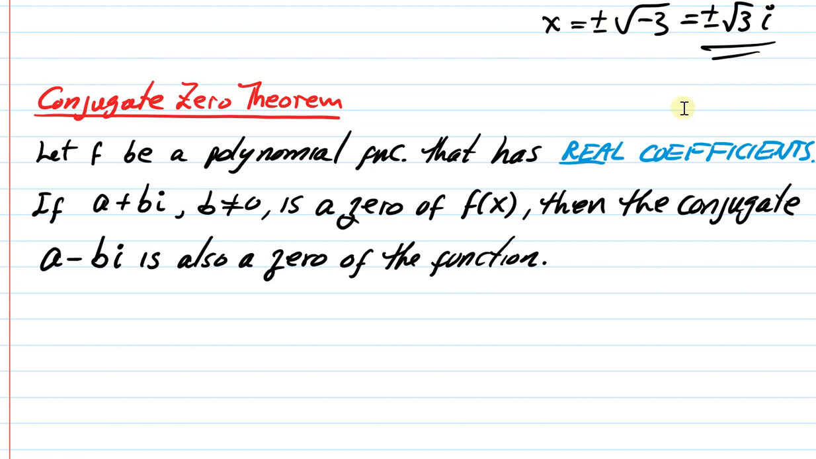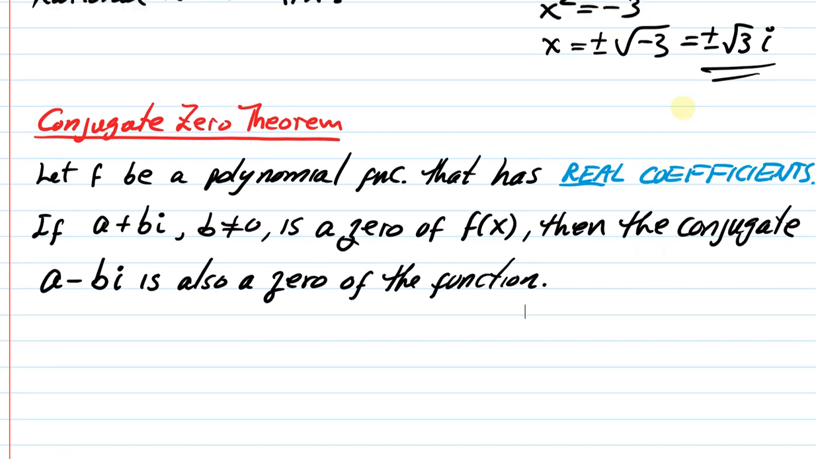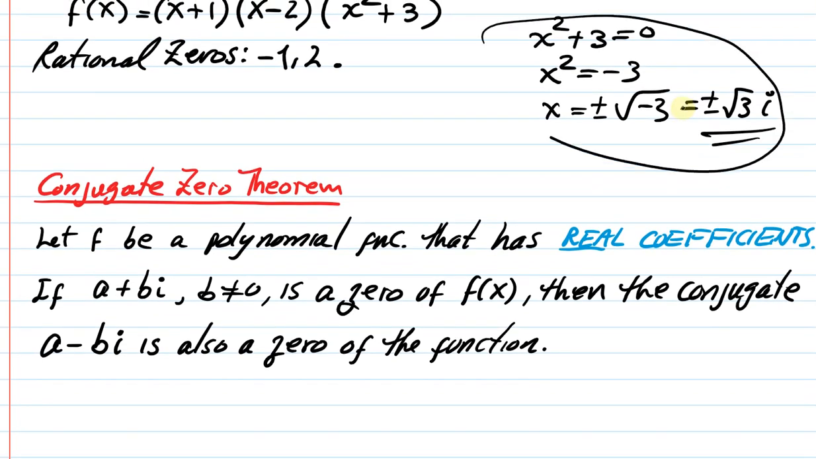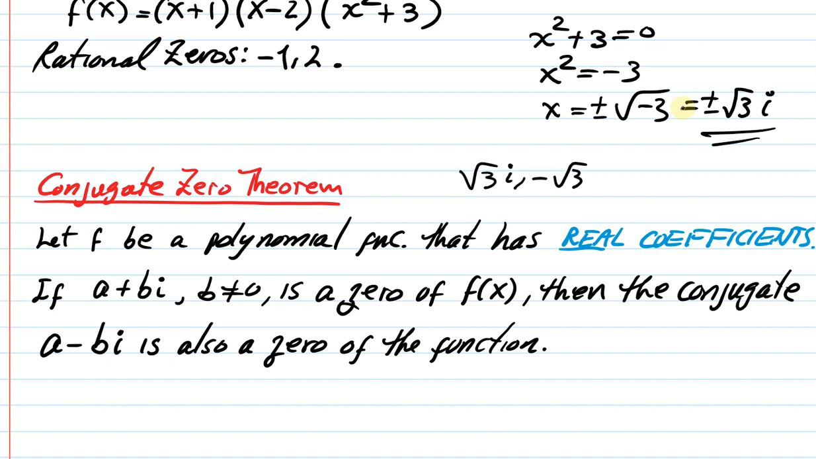All right, so I have this conjugate zero theorem written down for you. It's actually good because the previous example I did is still up there. Notice that we have 2 complex solutions. One was root 3i, the other one is negative root 3i. These 2 complex numbers are said to be conjugates of each other.